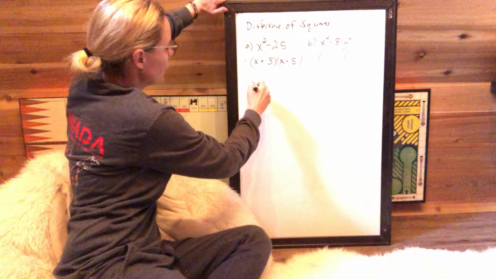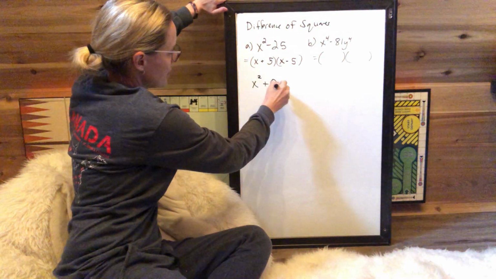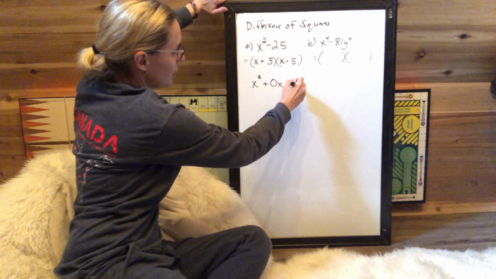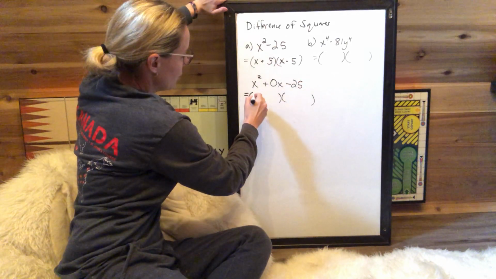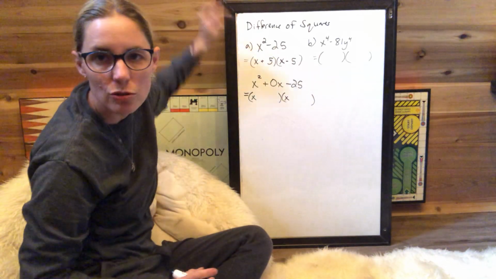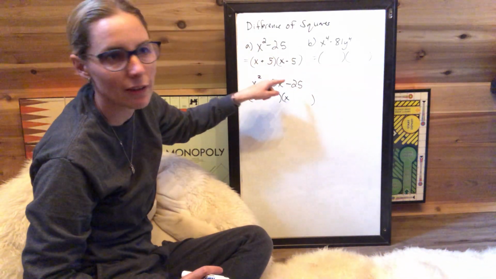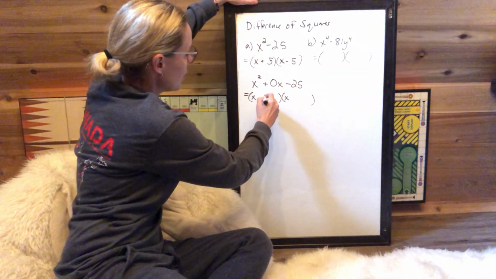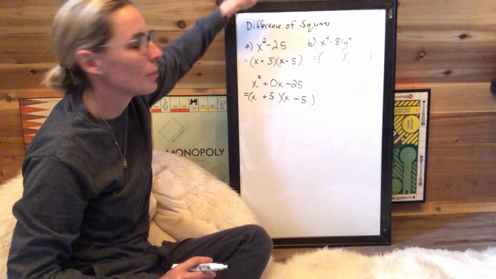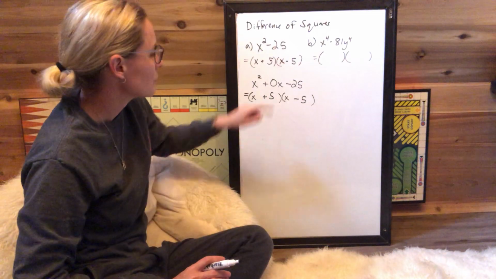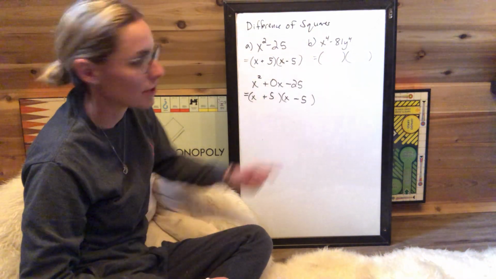Remember, what you're really doing is the same thing as saying x squared plus 0x minus 25. If you did simple trinomial factoring, you would be finding two numbers that multiply to negative 25 and add to 0. So positive 5 and negative 5 multiply to negative 25, but they add to 0. So that's the idea with the difference of squares.